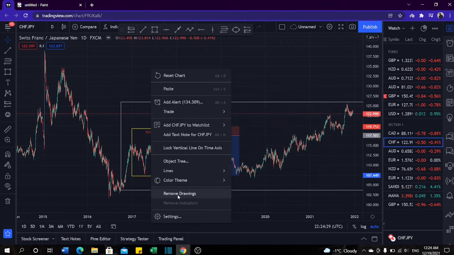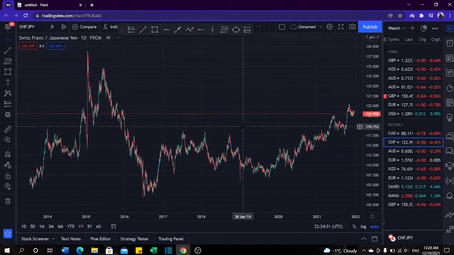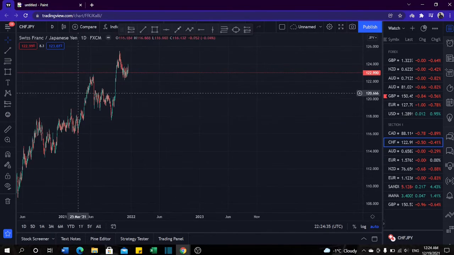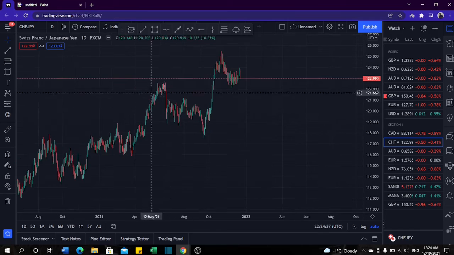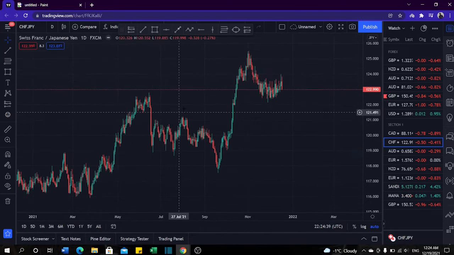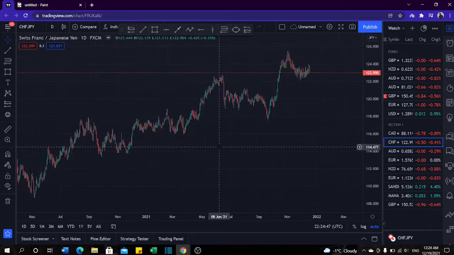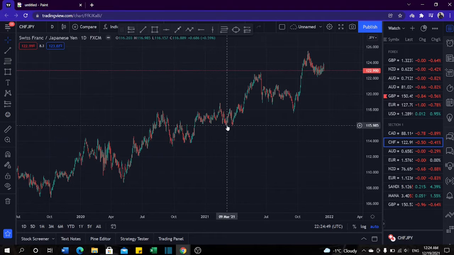So I will show you an example of support being formed. Let's use the daily time frame for CHF JPY. By the way, I'm using an application called TradingView, so I can view any kind of commodity I trade on a daily basis. So let's use the same example I used in the beginning of the video, right?